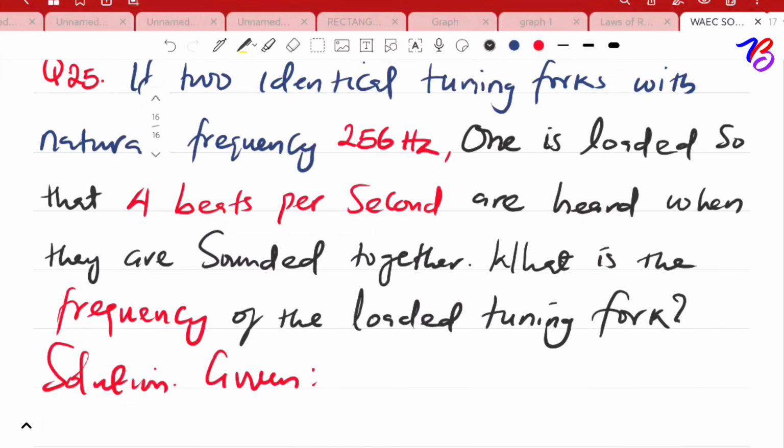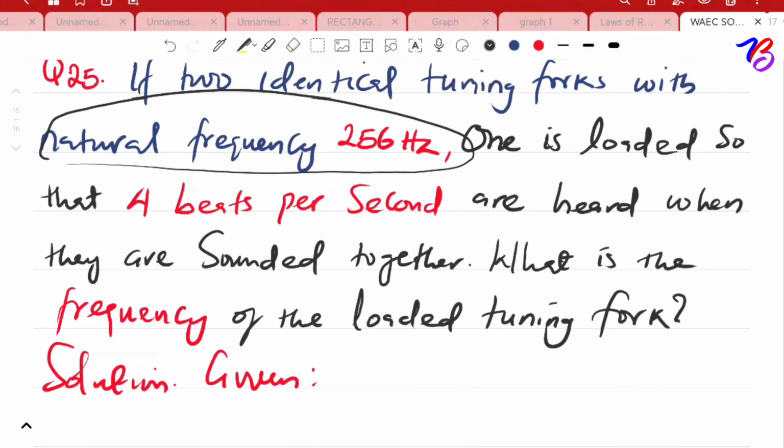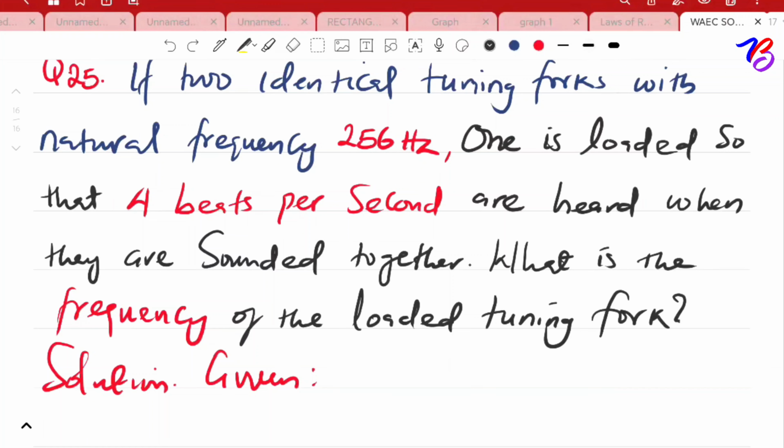Now, two identical tuning forks with natural frequency, so we must have two frequencies here. The one given signifies F2. Let's use F2 to represent it. F2 is equal to 256 hertz. One is loaded so that 4 beats per second are heard. So our beats is equal to 4 beats per second. Then what is the frequency of the loaded tuning fork?